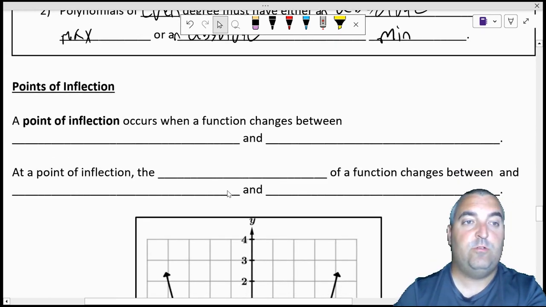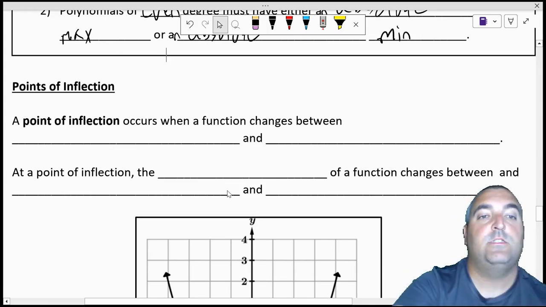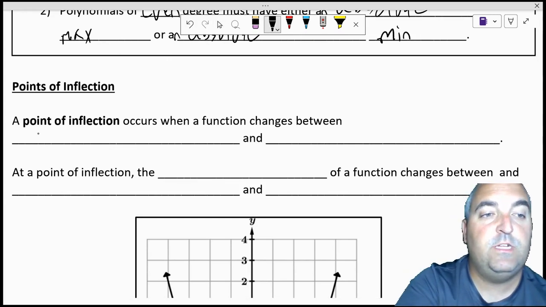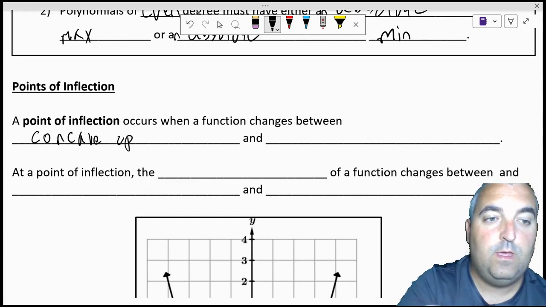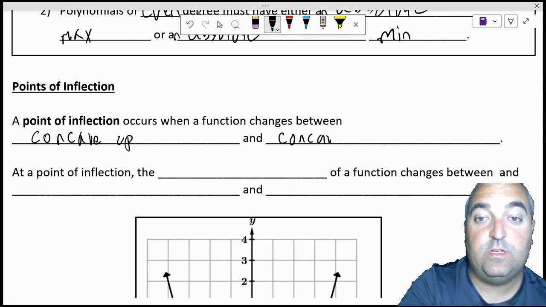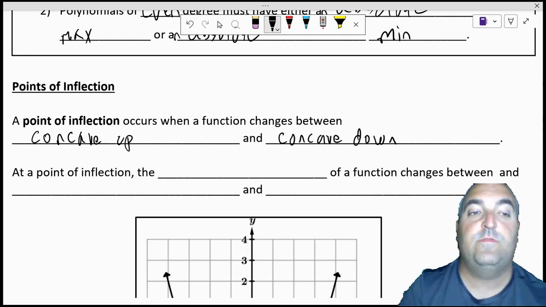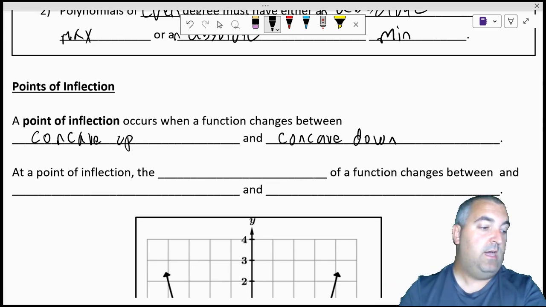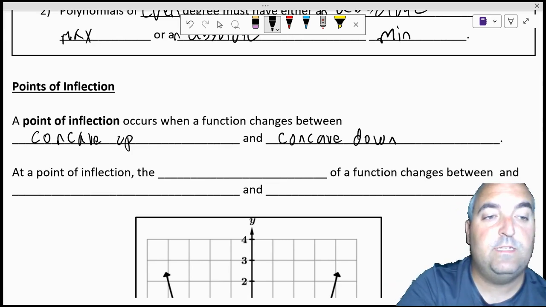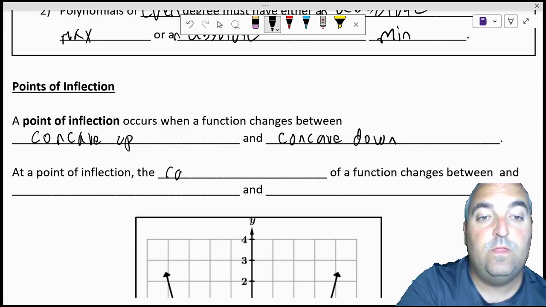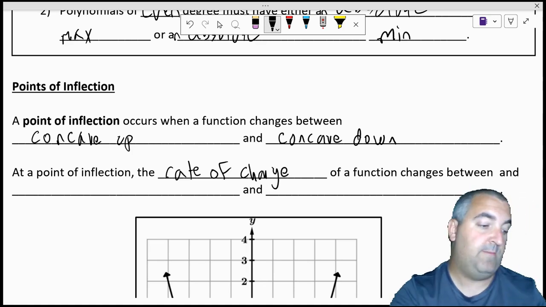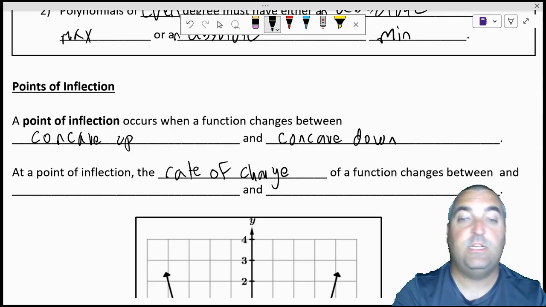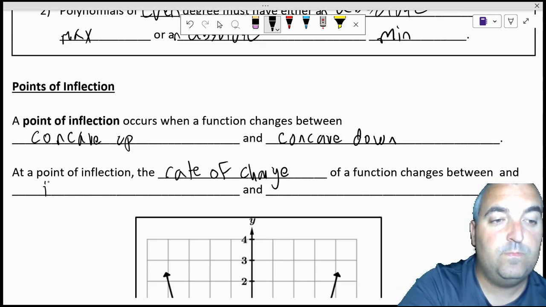Now, a couple other terms here, points of inflection. A point of inflection occurs when a function changes between concave up and concave down. It can go either way, from down to up or up to down. The key with this is that at a point of inflection, the rate of change, which we talked about a few topics ago, of a function changes between increasing and decreasing.